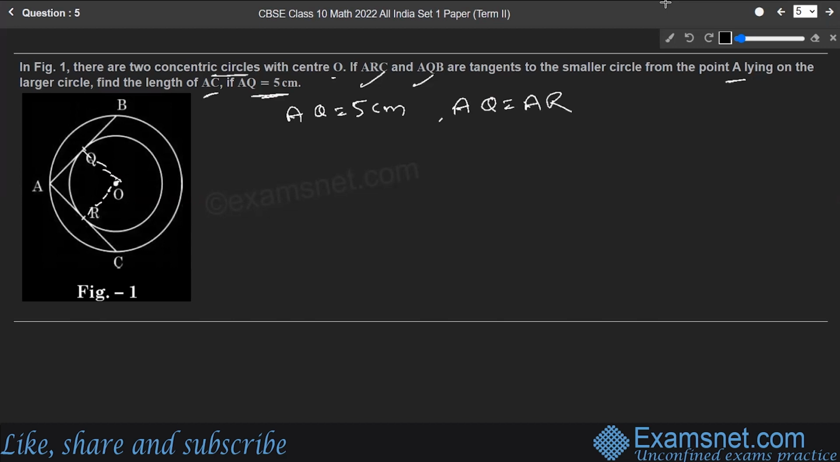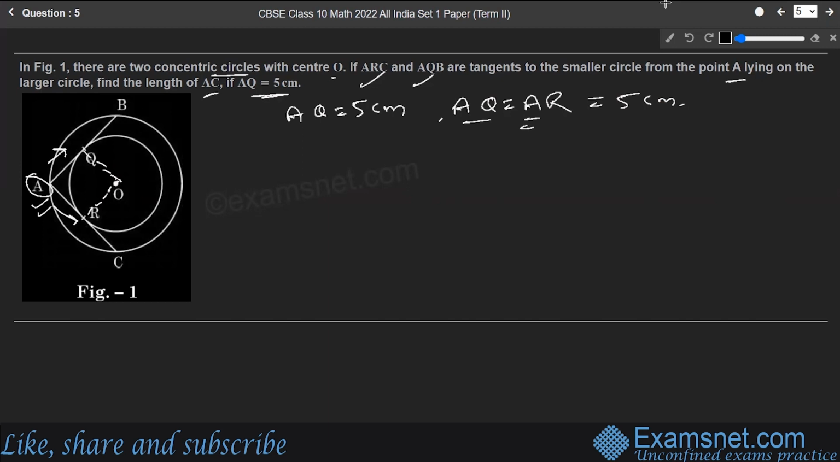That is the theorem. See that these are the two tangents, AQ and AR, the tangents on the smaller circle, and they have been drawn from point A. So tangents drawn from a point outside the circle, that is A, to the circle are equal. So the tangents are AQ and AR. So AQ and AR are equal, and the value is 5 centimeter for both. Okay, that is the part of the theorem.